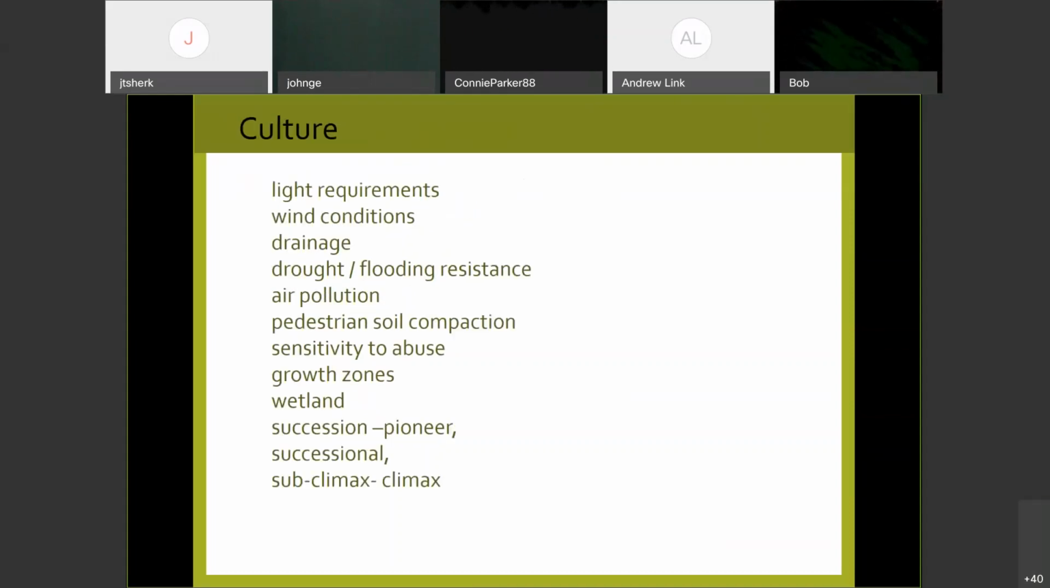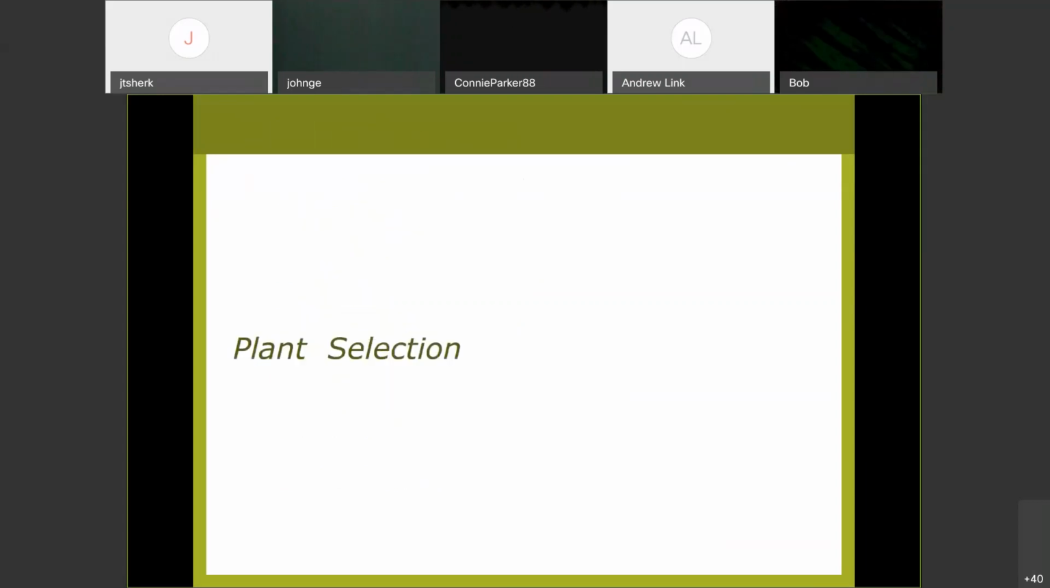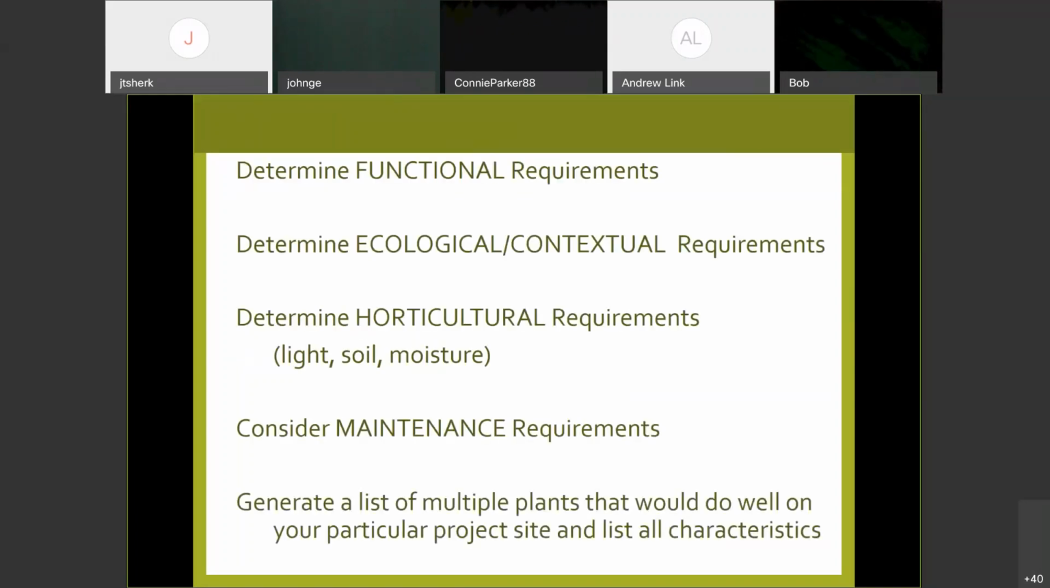And then, of course, we have to address cultural requirements like light, wind, drainage, how much growth zone, where it sits in the successional process. And all these things help us to develop our plant selection. I love the saying, it's better to plant a 50-cent plant in a $5 hole than a $5 plant in a 50-cent hole. So all this stuff matters in making decisions as to how you're going to prepare that soil and choose the right plant for the types of situations. And we're going to talk more about that.